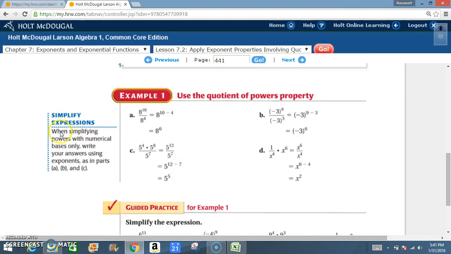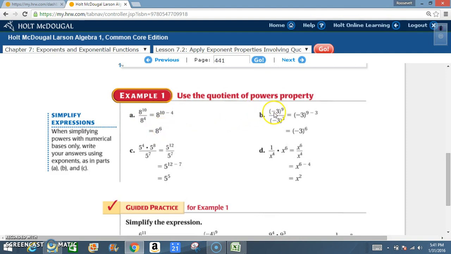Simplifying expressions. When simplifying powers with a numerical base, bases only, write your answers using exponents as in parts A, B, and C. Example 1, using the quotient of powers property. We have a to the 10th divided by a to the 4th. All we do is subtract. 10 minus 4 is 6. So our answer is a to the 6th.